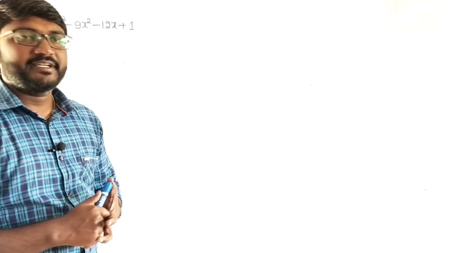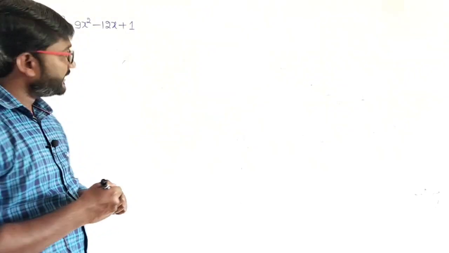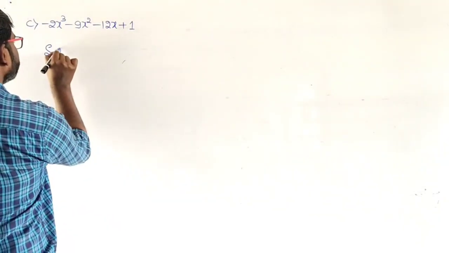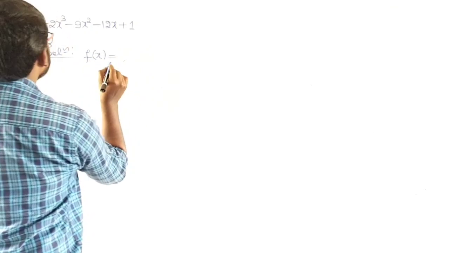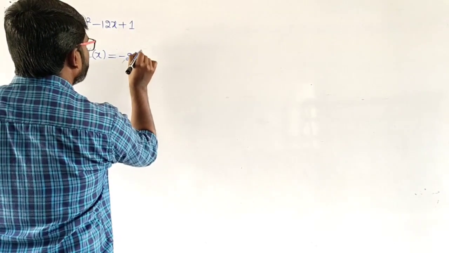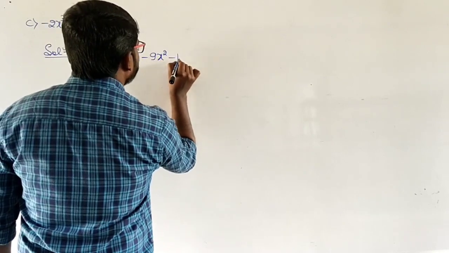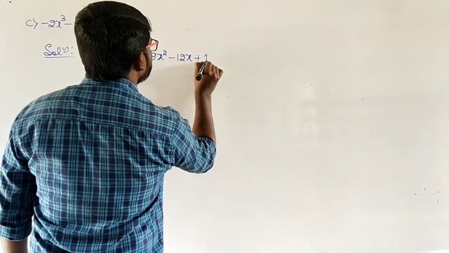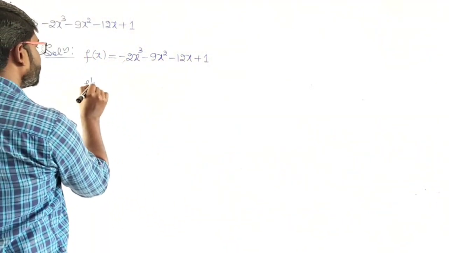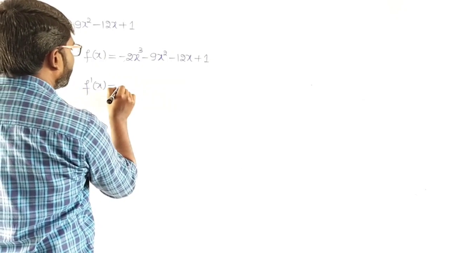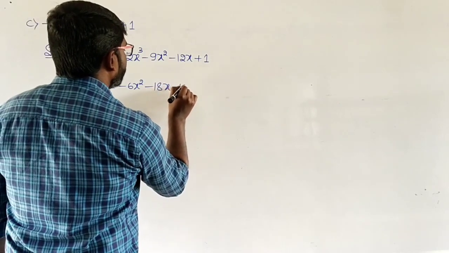Well, the third sub question, it is minus 2x cube minus 9x square minus 12x plus 1. So let us take this as f of x. F of x, which is equals to minus 2x cube, then minus 9x square, then minus 12x plus 1. So now here we go for f dash of x. F dash of x, which is equals to, you get minus 6x square, then minus 18x, and then minus 12.